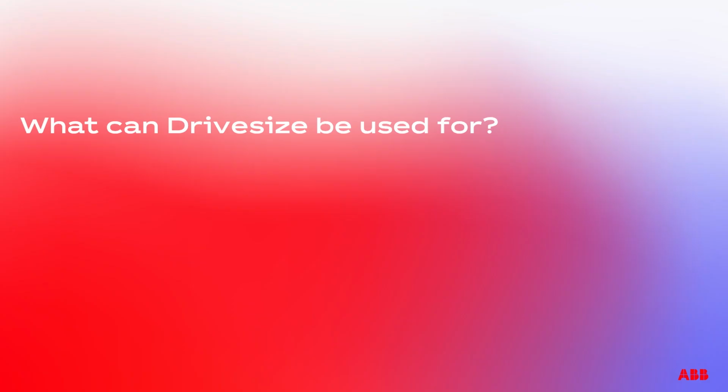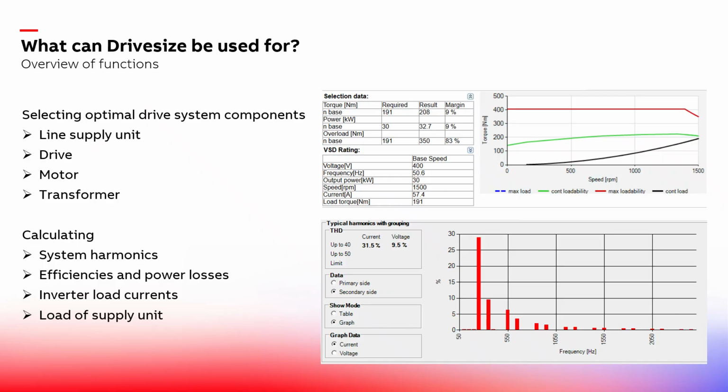So what can Drivesize be used for? Just a quick overview of the functions. Selecting optimal drive system components, which is the line supply unit, the drive, the motor, or the transformer. Now, you don't have to go all the way to transformer. In the past, I've used this just for selecting a motor and sizing the drive, for example. It all depends on what you want to use it for and what the opportunity is you're working on.